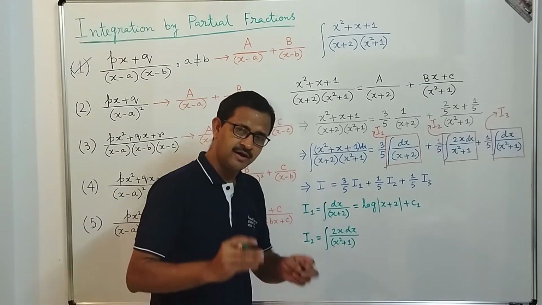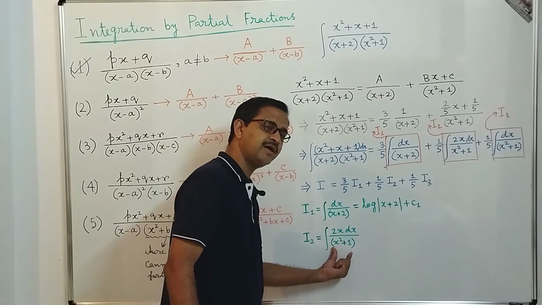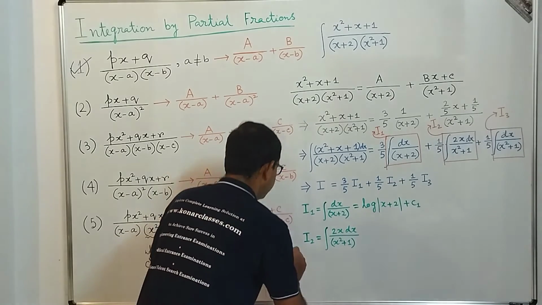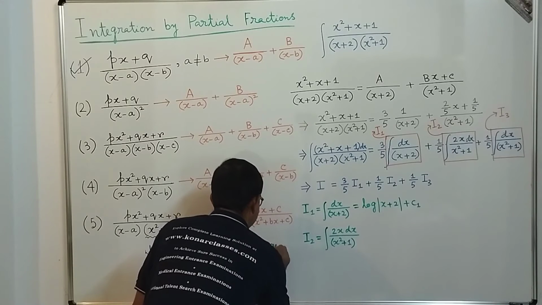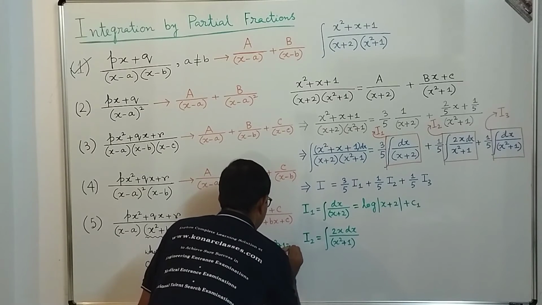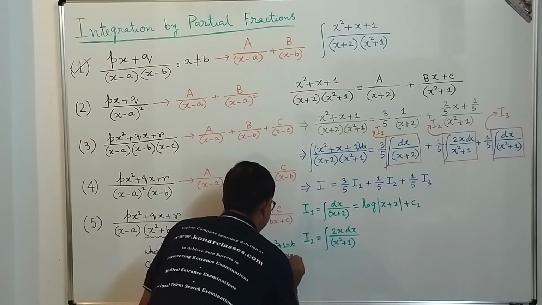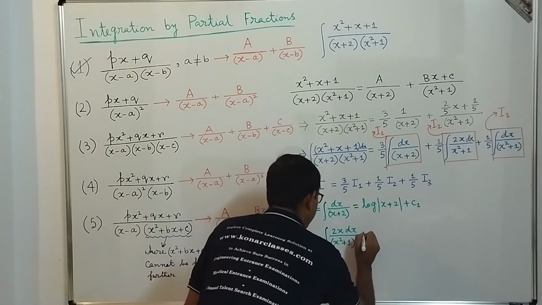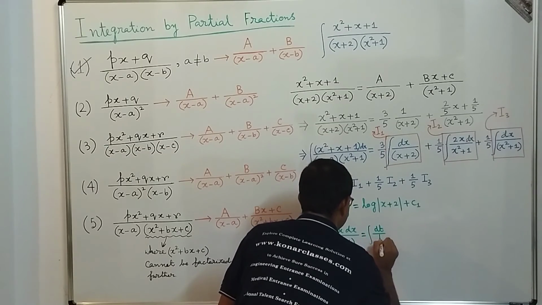You already are aware of the method of substitution. So you take x square plus 1. Let x square plus 1 is equal to t, that implies 2x dx is equal to dt. So if we apply here, 2x dx becomes dt.